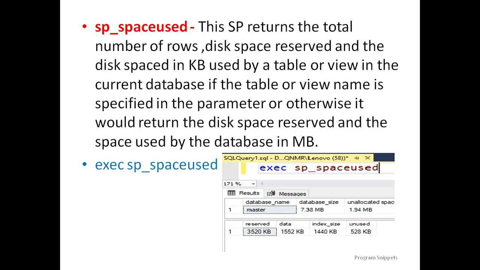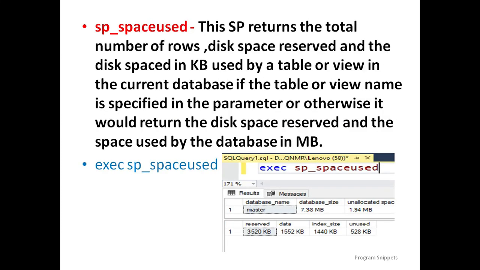Next is sp_spaceused. This stored procedure returns the total number of rows, disk space reserved and the disk space in KB used by a table or view in the current database if the table or view name is specified. Otherwise, it would return the disk space reserved and the space used by the database in MB. To execute, use EXECUTE sp_spaceused. It will give the information database name, database size and unallocated space.